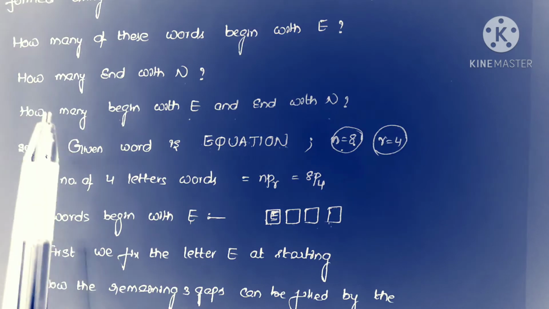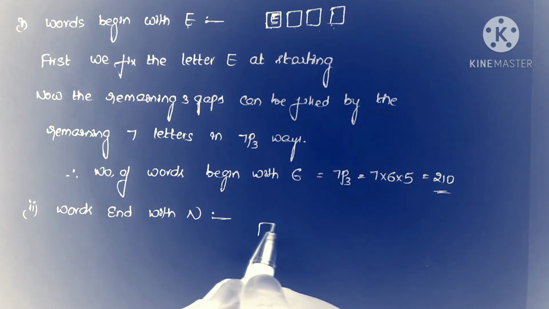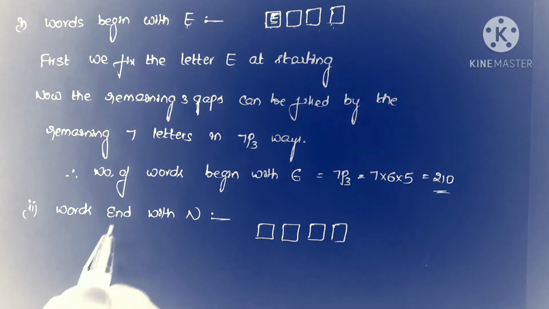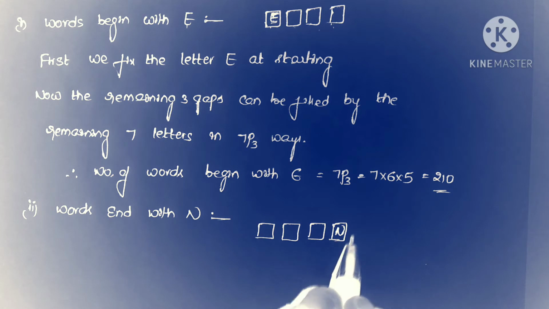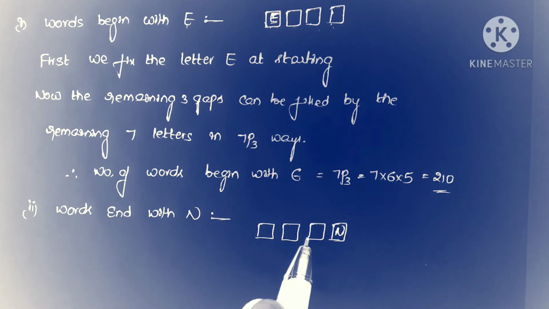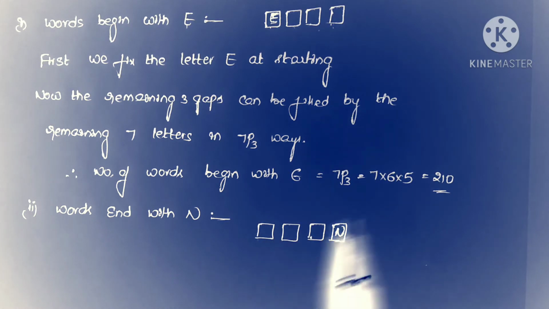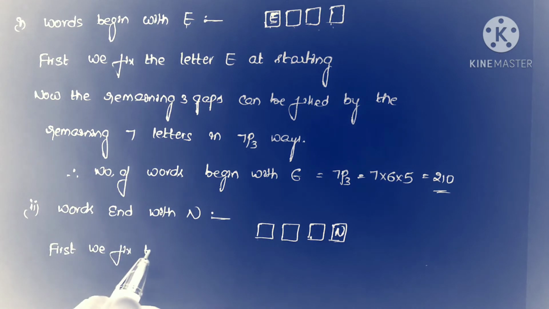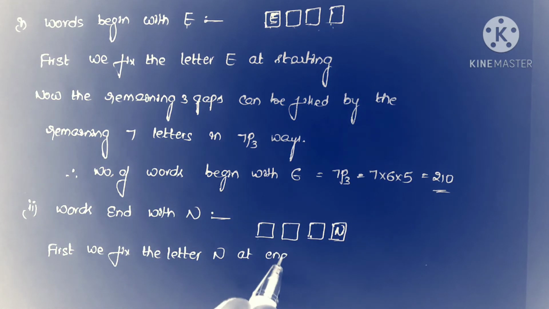Next, second case. The second question is, how many end with N? That is, words that end with N. Here also we are forming the 4-letter words. So I take the 4 gaps first. In the last place, first we fix the letter N. Now the remaining 3 gaps can be filled by the remaining 7 letters in 7P3 ways. The remaining gaps are 3 and the remaining letters are 7. So first we fix the letter N at the ending.